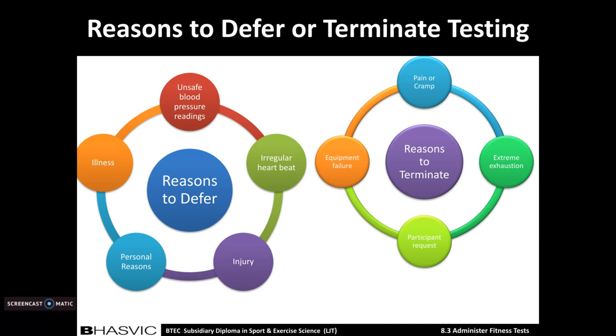There are certain reasons why you may defer or terminate testing. Reasons to defer testing can be unsafe blood pressure readings, irregular heartbeat, injury, personal reasons, or illness. Deferring a test means to stop the test while it's going on. All of these will be due to the client's health and safety. Reasons to terminate the test can be pain or cramp, equipment failure, the participant's request, or extreme exhaustion. These are all things that are happening during the testing. Terminate testing is something that happens during the testing.